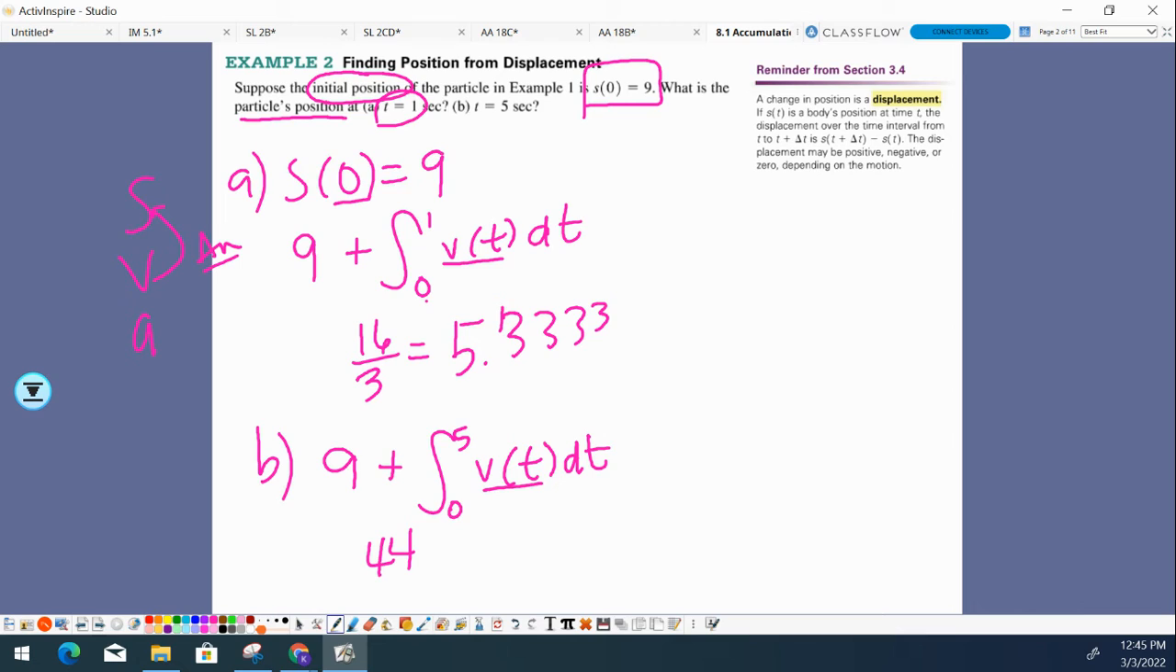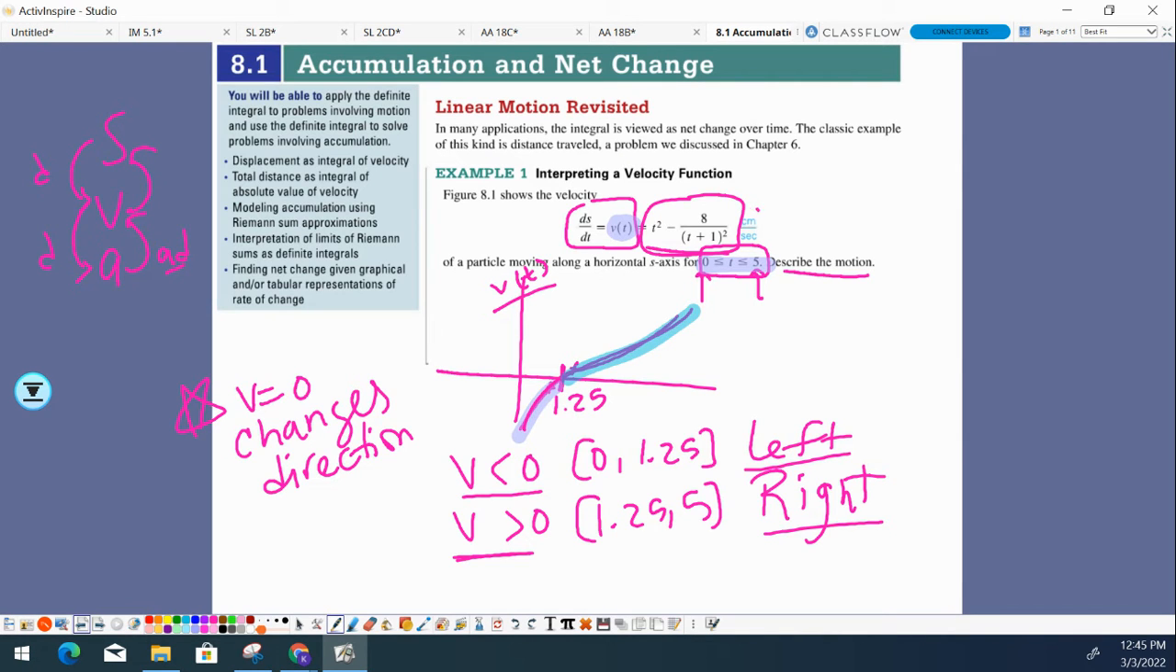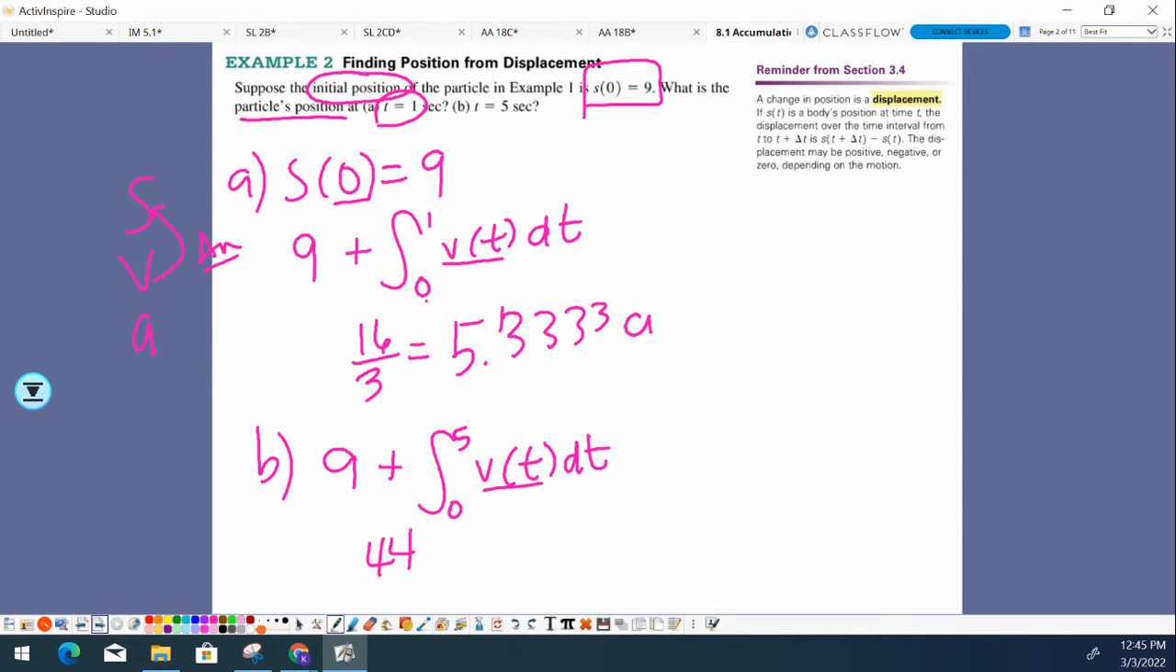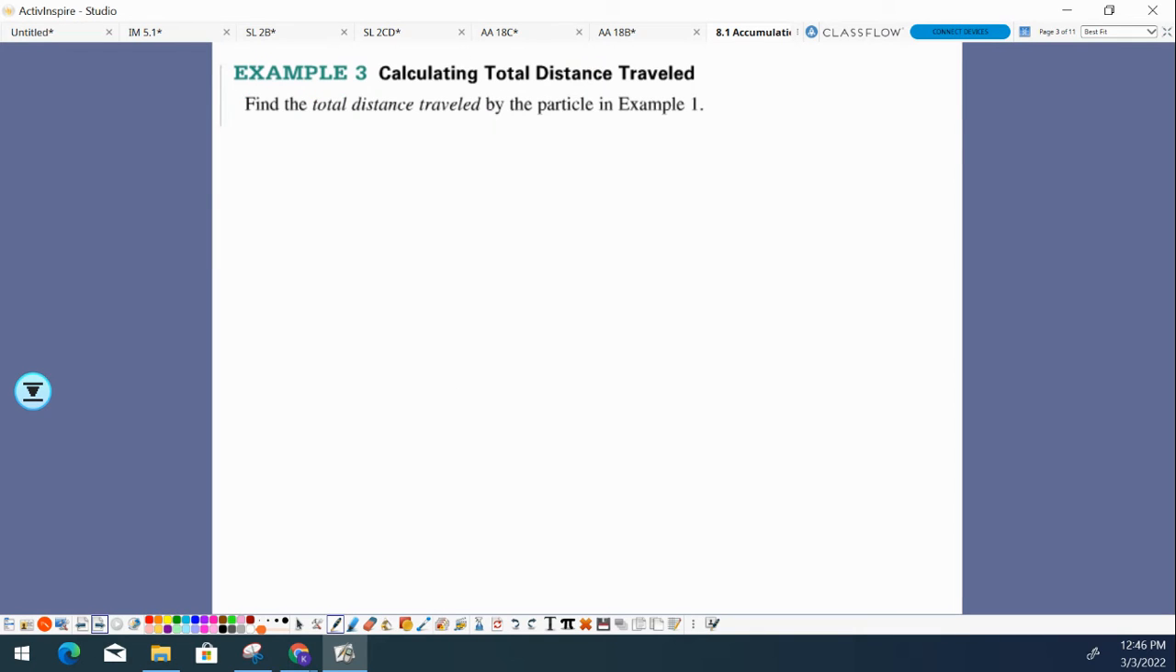And it would be 44. So if we look back, notice this is in centimeters per second back in example 1. That means that it is at position 5.333 centimeters after 1 second. It is at 44 centimeters after 5 seconds. That's the position at each of those times.